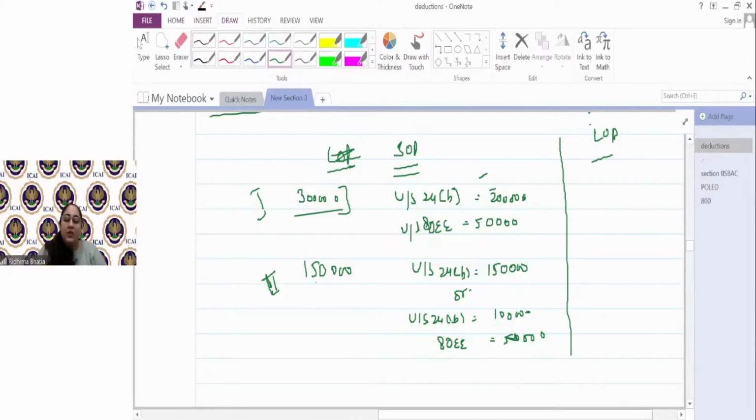Ma'am, if interest is only 1,50,000 paid during the year, then it's better for my side that you claim the entire amount under 24B. If you don't want to, you can claim 50,000 in 80EE and 1 lakh in 24B, total choice is up to you. Ma'am, if it's a LOP, then again it's totally a choice up to you how much you want to claim in 24B and how much in 80EE, subject to the condition of 50,000.